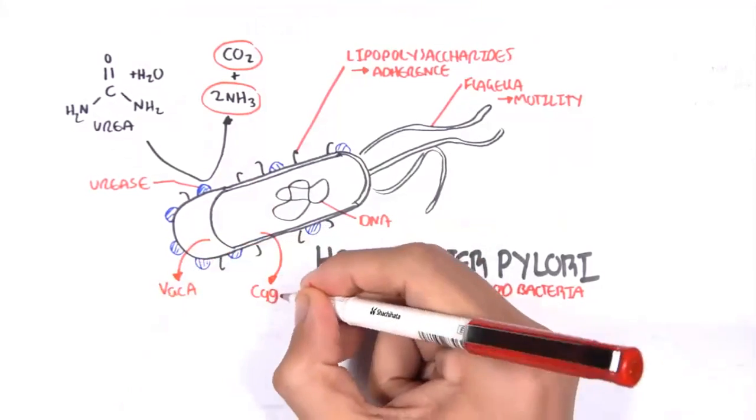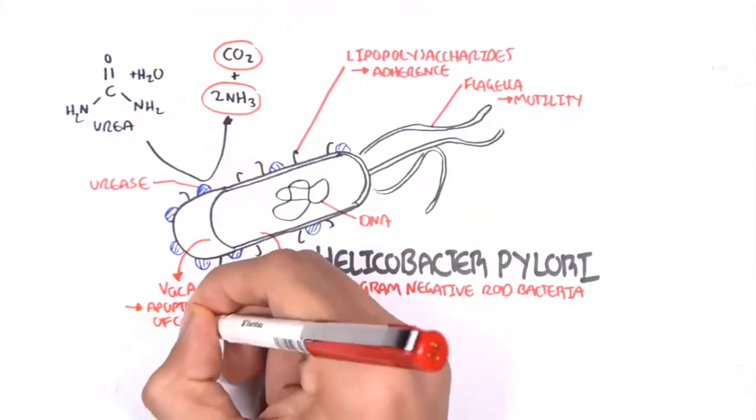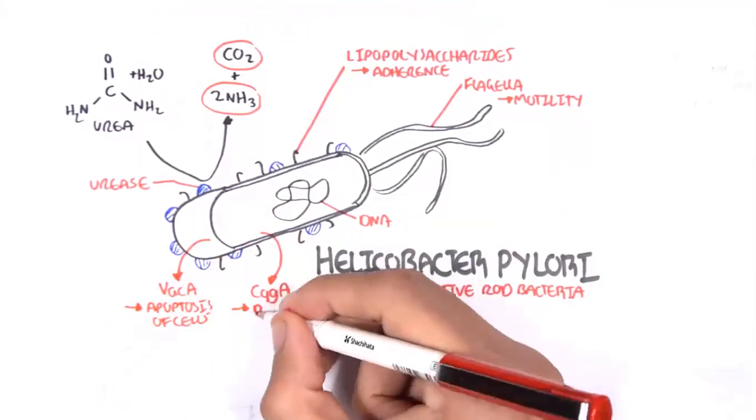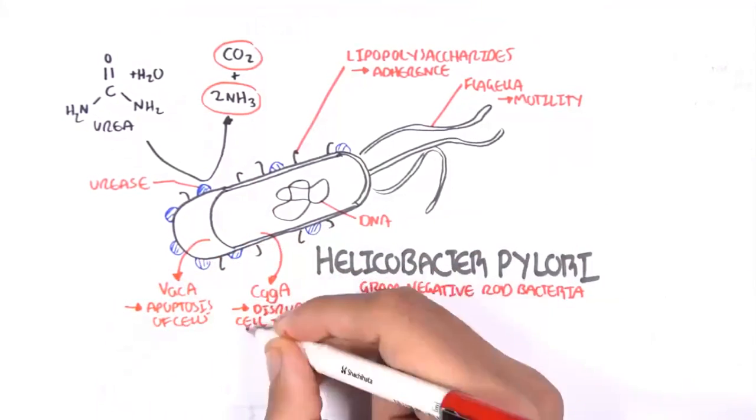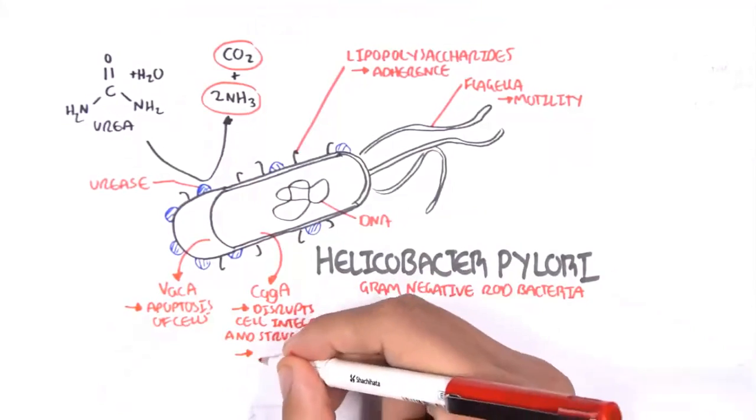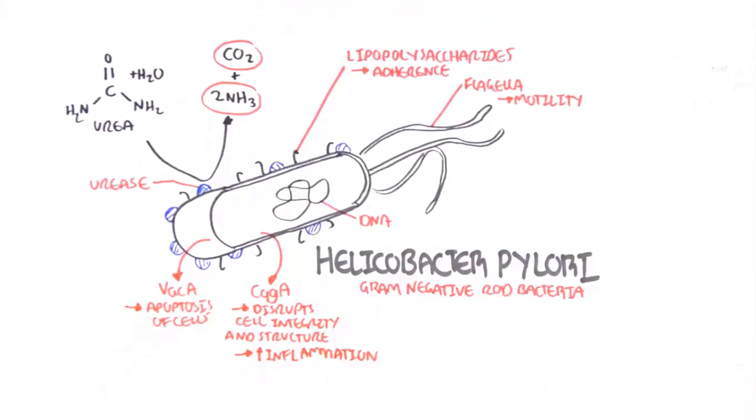This bacteria also releases some toxins, that is VAC-A and CAG-A. VAC-A is responsible for apoptosis of cells, whereas CAG-A disrupts the cell integrity and structure and causes inflammation.